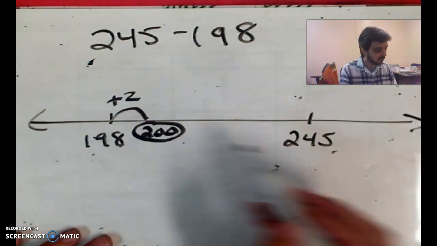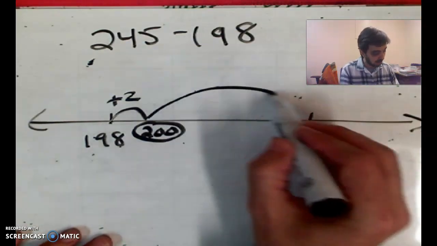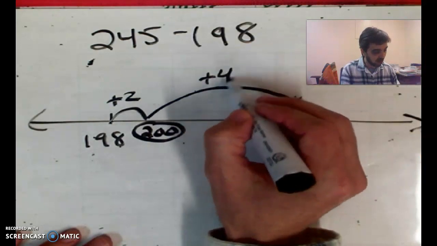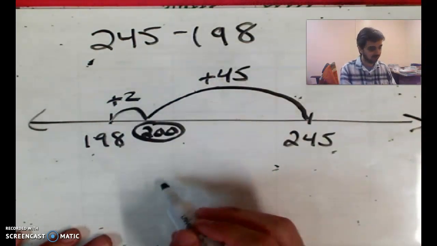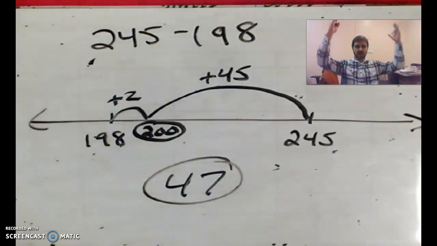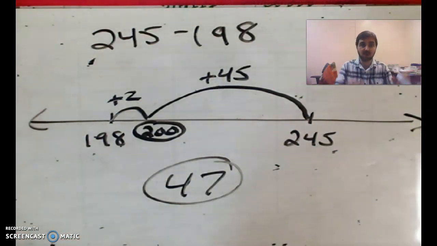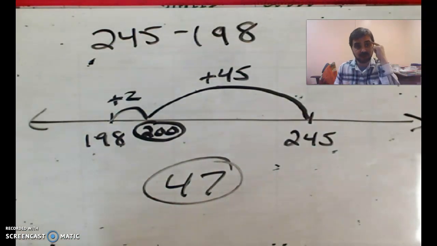Now to get from 200 to 245, just go up 45. So what's my answer? 2 plus 45, 47, done. Look at that. And boys and girls, you might be able to think of that in your head.